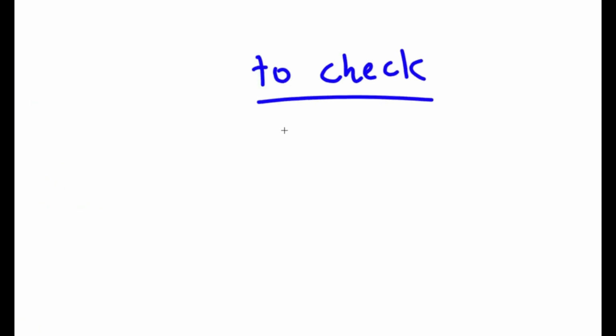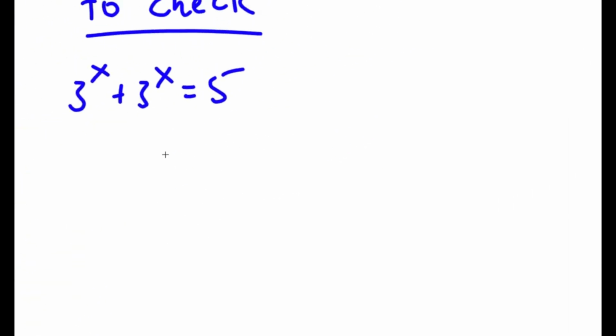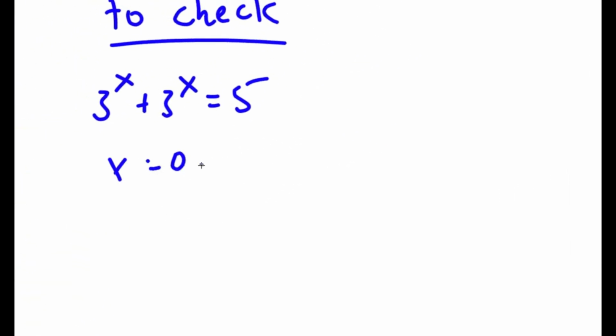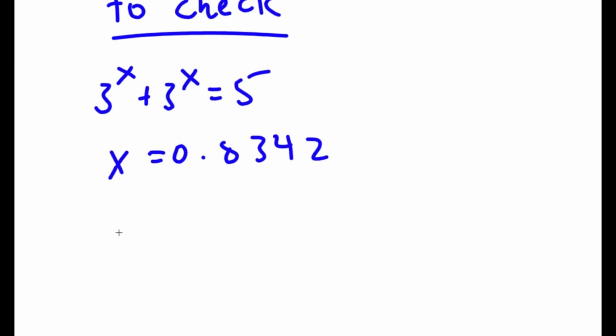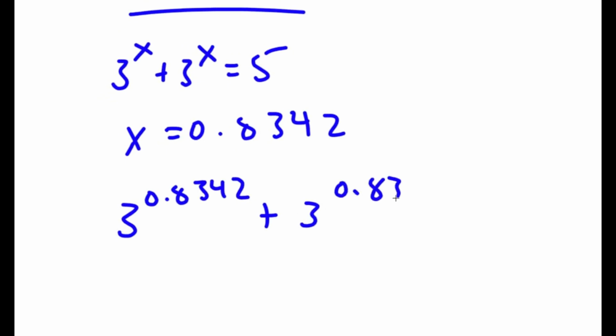Now, to check, I had 3 to the power of x plus 3 to the power of x is equal to 5 for my original equation. Now, remember, x is equal to 0.8342. So now I have 3 to the power of 0.8342 plus 3 to the power of 0.8342 is equal to 5.